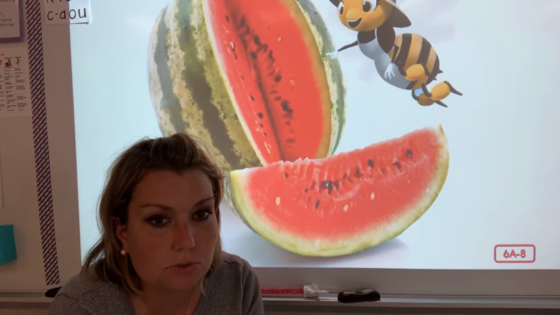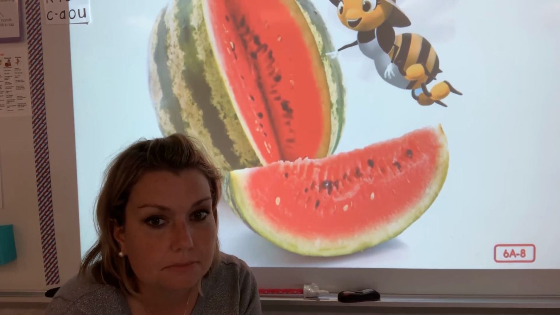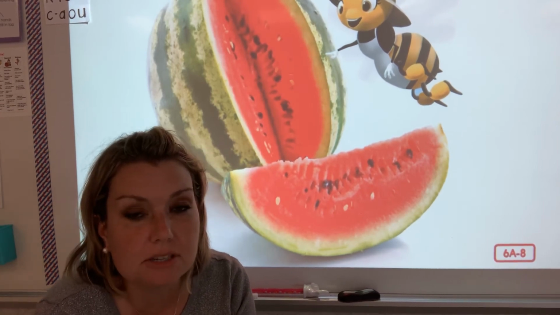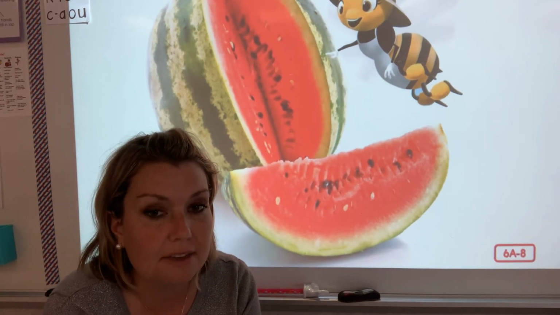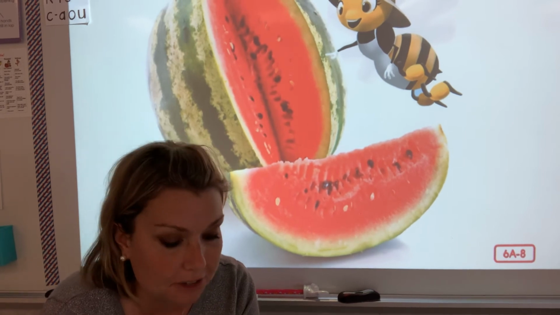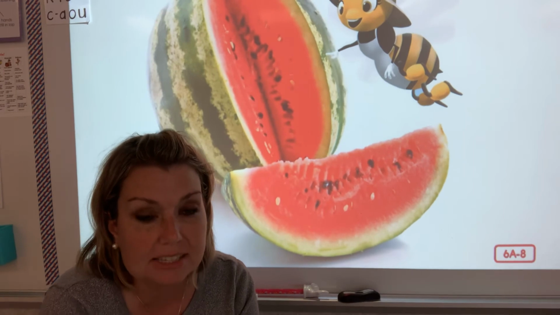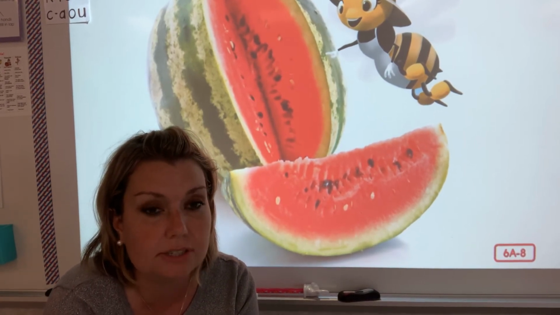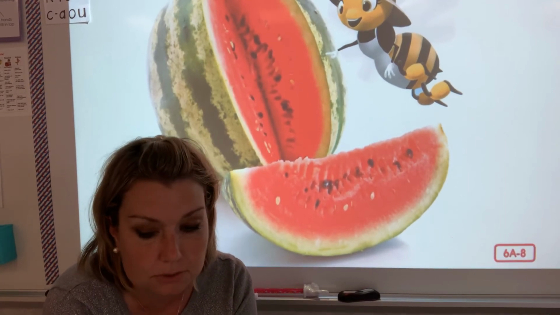It opens up. A flower. A flower. That was a good try, DJ. A flower is another word for a blossom. Okay, the flower is important because if the flower is pollinated by the honeybee, it turns into a fruit. It produces a fruit.